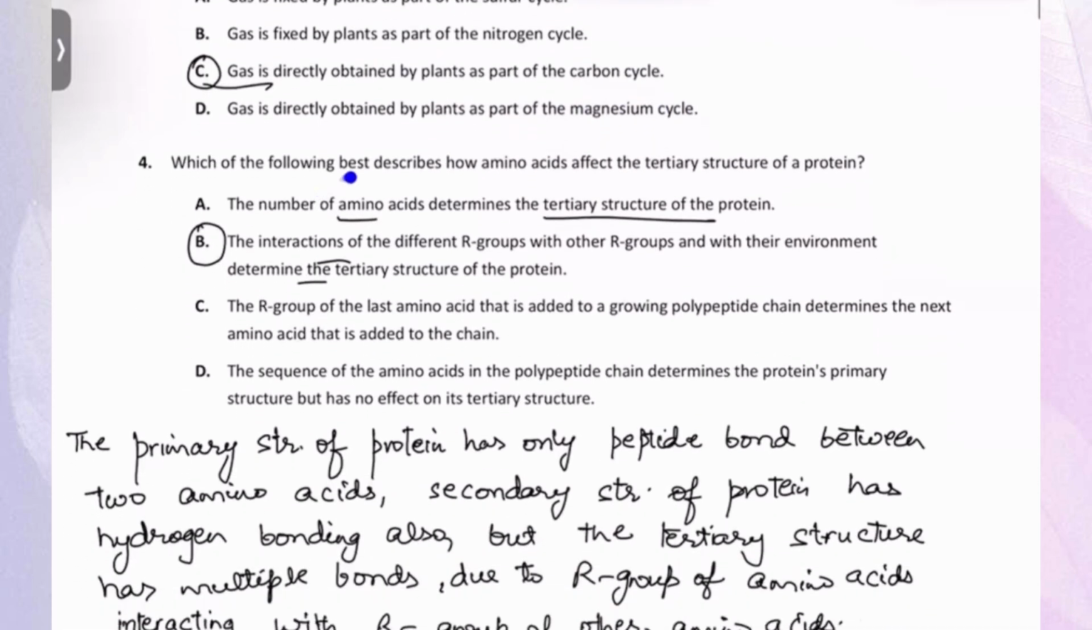Next, which of the following best describes how amino acids affect the tertiary structure of a protein? The number of amino acids determines the tertiary structure of the protein, which is incorrect. The interactions of the different R groups with other R groups and with their environment determine the tertiary structure of the protein is correct. Because in the tertiary structure, most of the interactions are between the R groups. Hydrophobic interactions, ionic bonds, covalent bonds, and van der Waals forces are all between the R groups.